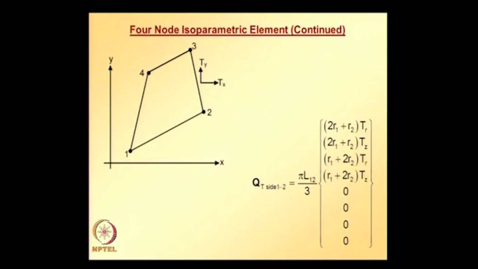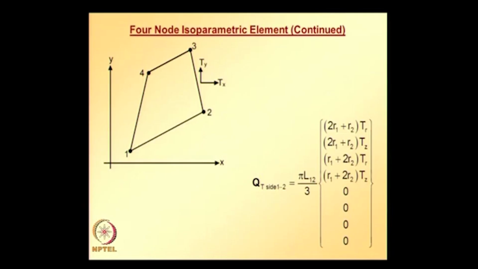Similar equivalent load vectors can be assembled even if load is specified on the other sides 2 3 or 3 4 or 4 1. So far we discussed how to get the element stiffness matrix and also the equivalent nodal force vector for the 4 node axisymmetric isoparametric element. So, now we are ready to solve a problem.